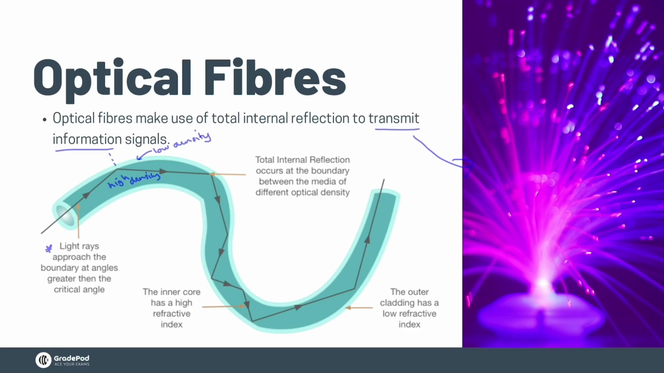It hits the boundary, that's the boundary there, at an angle that is greater than the critical angle, so it reflects at exactly the same angle out again. Then it travels down the optical fibre slightly and hits the boundary again, depending on how bendy this optical fibre is. Again, it hits the boundary at an angle greater than the critical angle, and it reflects at exactly the same angle. And it does it again and again until it comes out the other end and passes information on to somebody else.